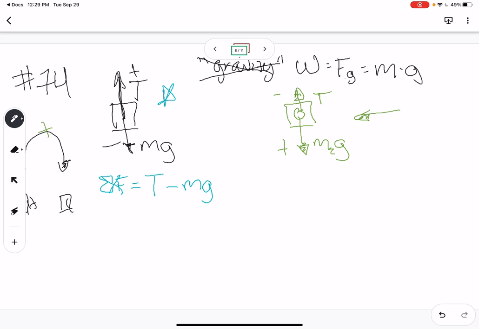And we know that those forces are equal to mass times acceleration. Why do we know that? The sum of the forces, Ashley, is always equal to mass times acceleration. This is Newton's second law.